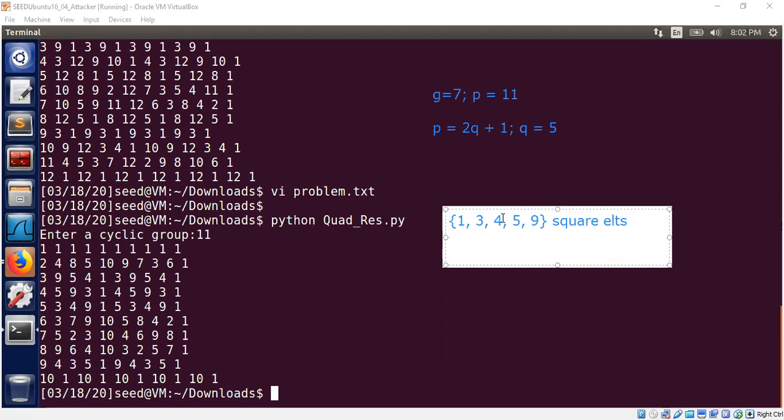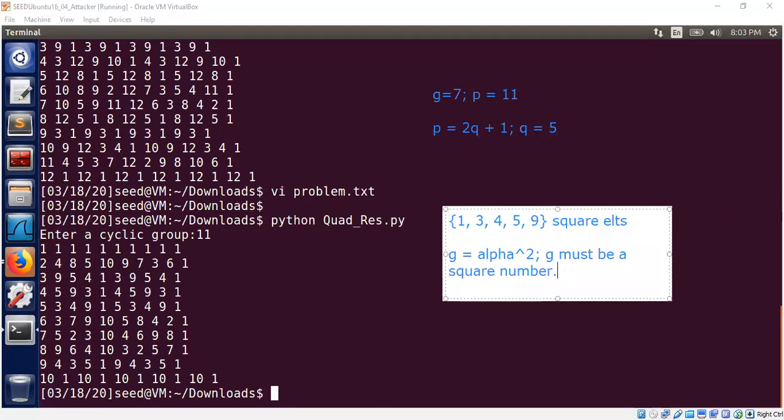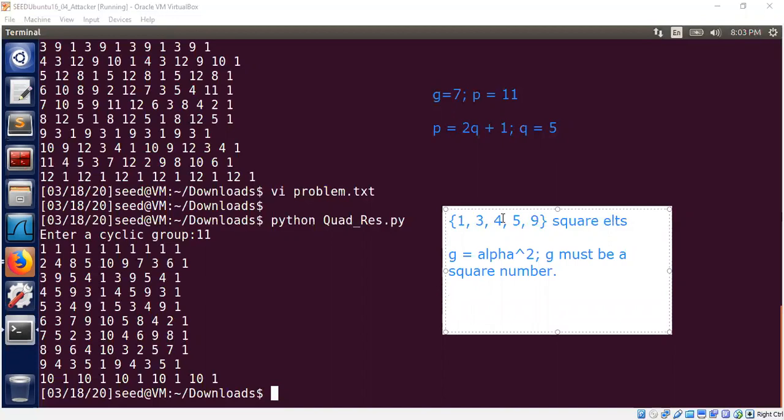But what is the group generator in the case of a safe prime? In the case of a safe prime, we get into an interesting situation. The group generator has to be one of the square elements. Why? Because we talked about how we select the group generator. The group generator is selected by taking some random number alpha from the group Z13, or Z11 in this case, and then we raise that to power 2. That means we already know G must be a square number. If G is a square number, all the elements G generates must also be square numbers.